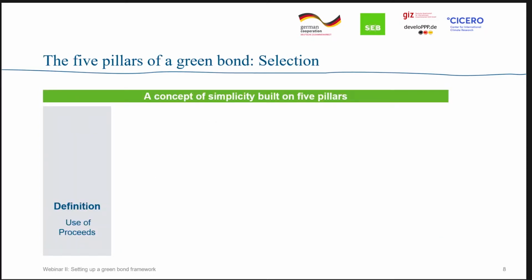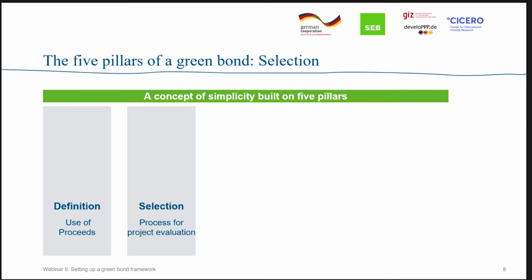Now, selection. This is the second pillar. After a list of eligible projects or project categories has been defined, a process for project evaluation should be implemented to make sure the projects are indeed evaluated and selected in accordance with the project definitions. It is recommended to include climate or social competence in the selection process, depending on focus. There are various ways to structure the selection process.